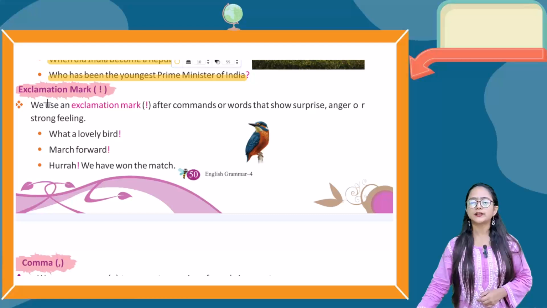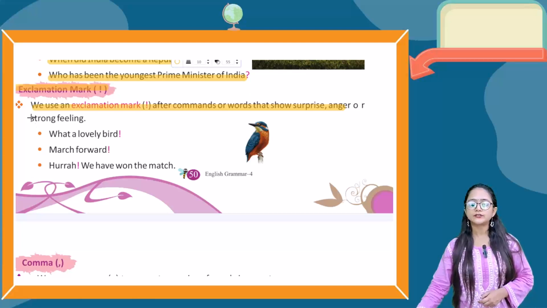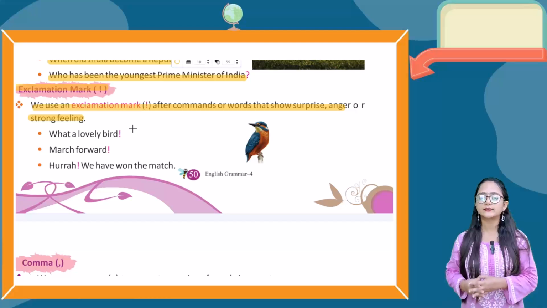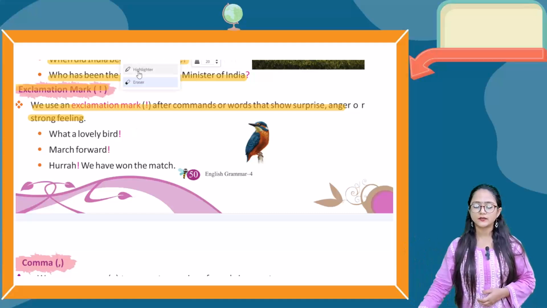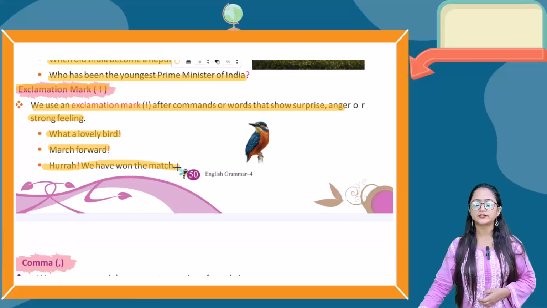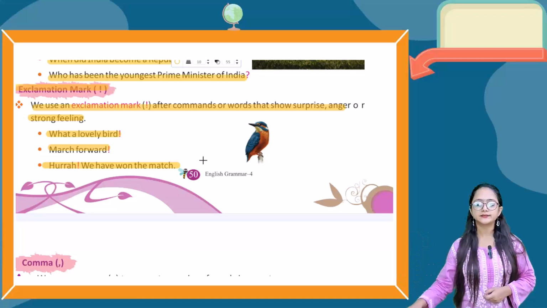Now let's talk about another type of punctuation mark, that is the exclamation mark. We use an exclamation mark after commands or words that show surprise, anger, or strong feeling. For example, what a lovely bird! Next one, march forward! Next, hooray, we have won the match! You can clearly see the exclamation mark after that word or sentence.